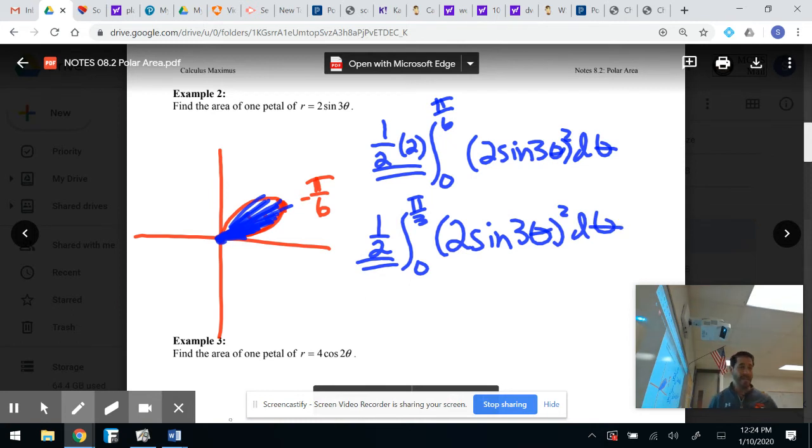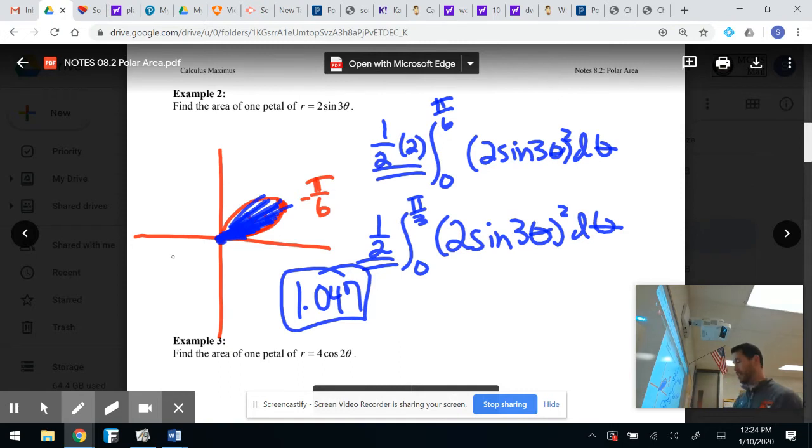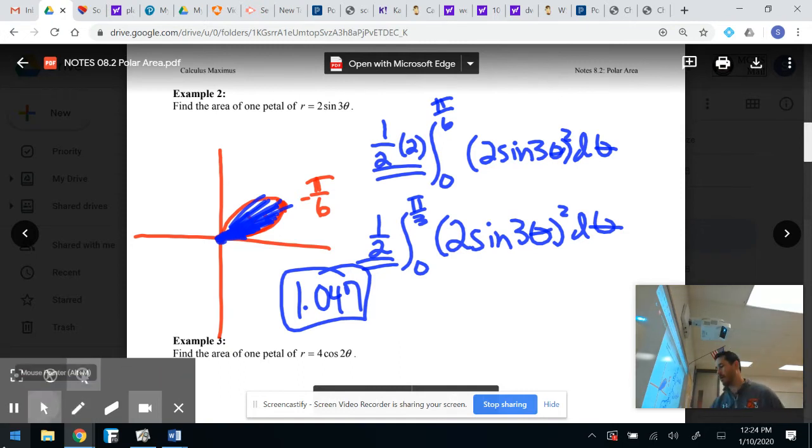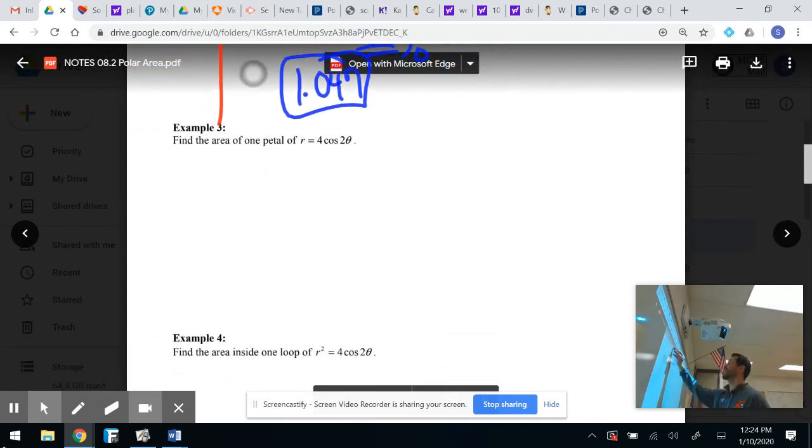Once again, your job is to plug that into the calculator, and we get 1.047. I can't remember if I truncated that or if I rounded that. Okay, remember AP, you can do both, but it better be the 3 decimal spots. All right, let's keep rolling, because these get so fun.